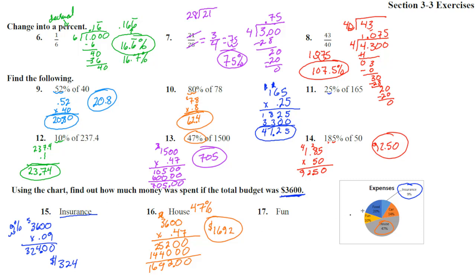Number 17. Fun, 10%. So here we're going to be doing 10% of 3,600. So that's 3,600 times 0.1. Again, move it 2 decimal places, and it's a 0.10. Oh, we know this is going to be, we're just going to move it and get 360. Yeah, 1 decimal place over. We get $360. Whoa, that's quite a budget. $360 for fun. Love it. Good.